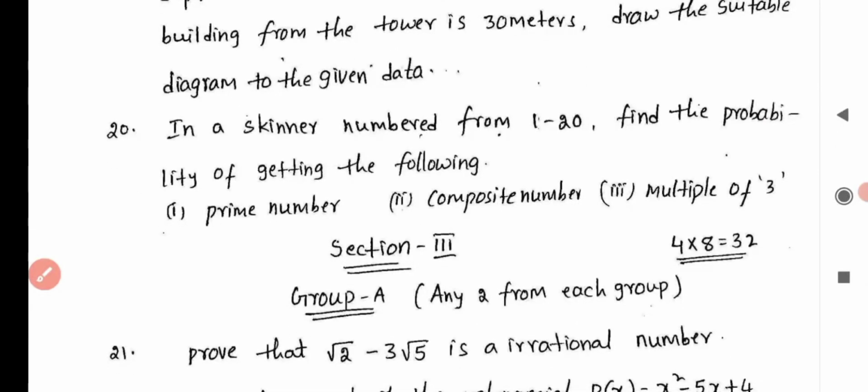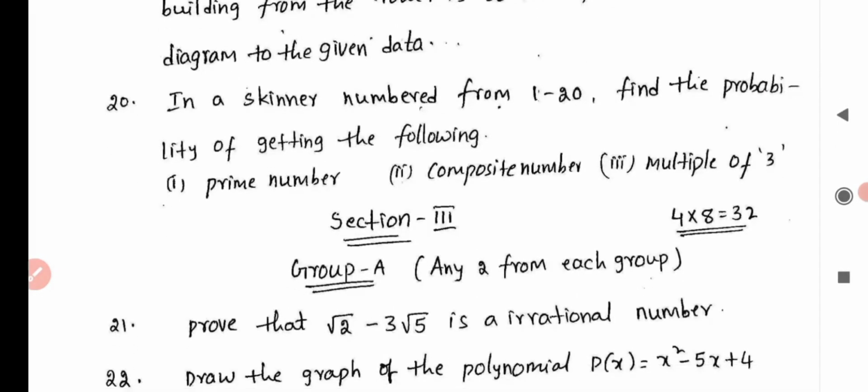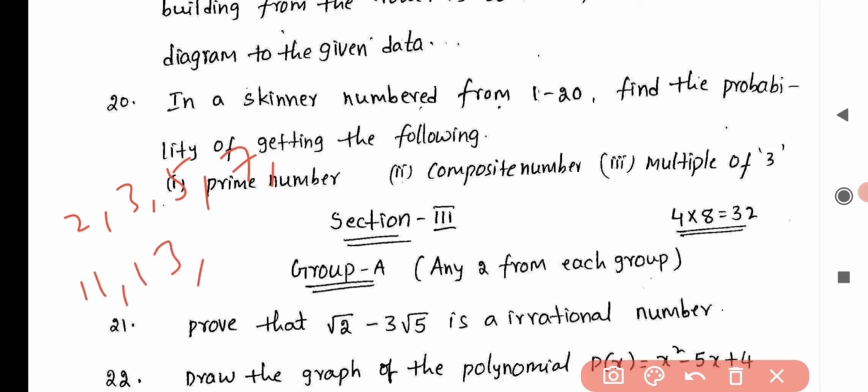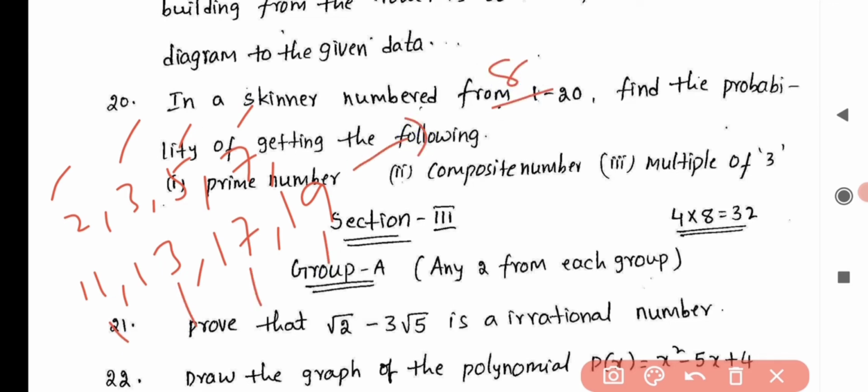in a box numbered from 1 to 20, find the probability of getting the following: prime number, composite number, multiples of 3. So from 1 to 20, prime numbers: 2, 3, 5, 7, 11, 13, okay, 14 not, 15 not, 16 not, 17, 19. So total 1, 2, 3, 4, 5, 6, 7, 8. So probability of a prime number is 8 by total numbers 20. 2 fours are 8, 2 tens are 20, so 2 by 5. Probability of a prime number is 2 by 5.